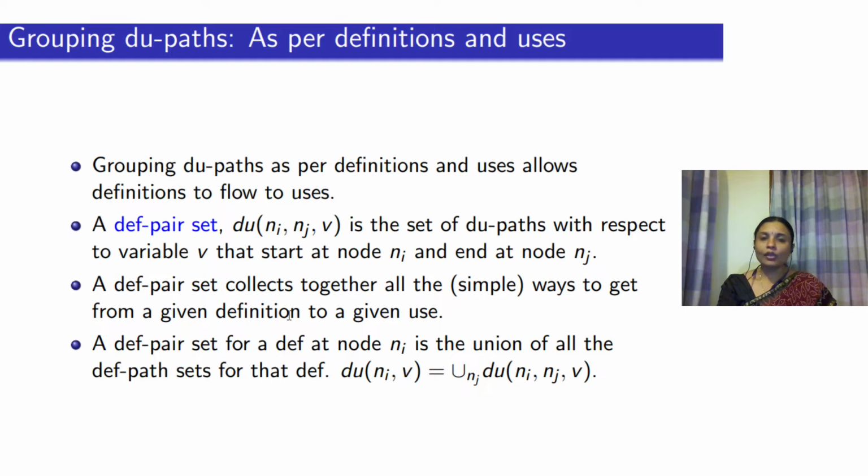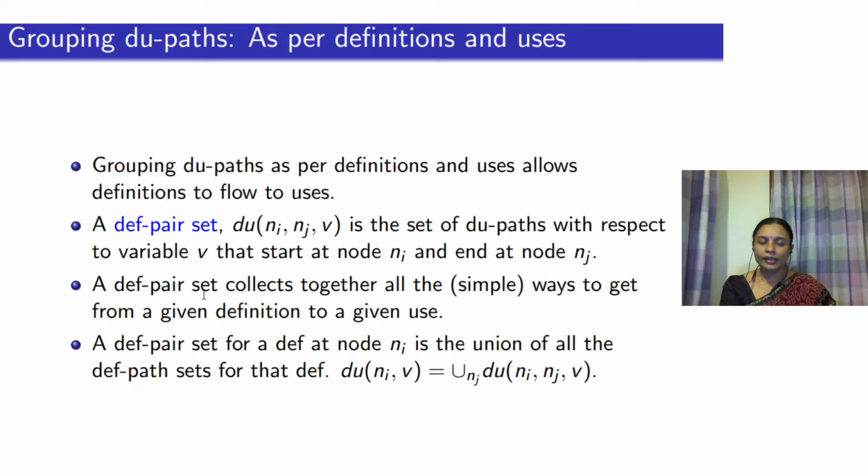Such a grouping is called a def pair set, short form for definition pair set. For the definition pair set DU(ni, nj, v), the same v is there, the same ni is there. Now we fix an end node nj. So DU(ni, nj, v) is the set of all DU paths with reference to the variable v that start at node ni and end at node nj. That's the def pair set.